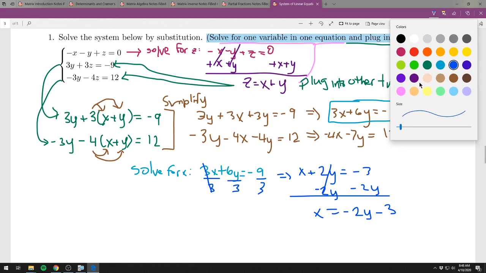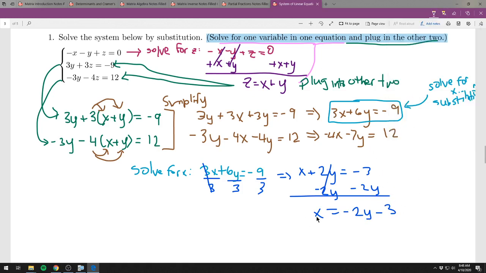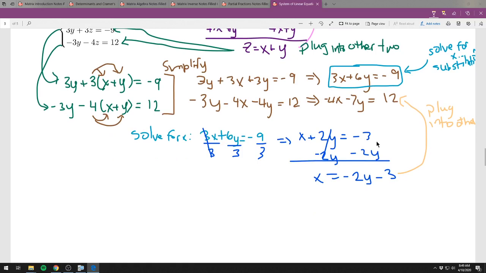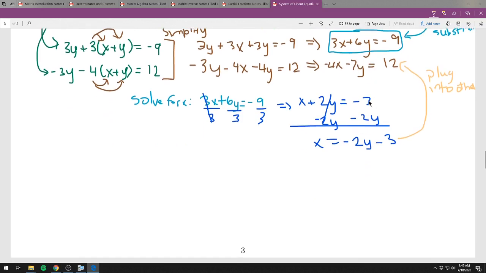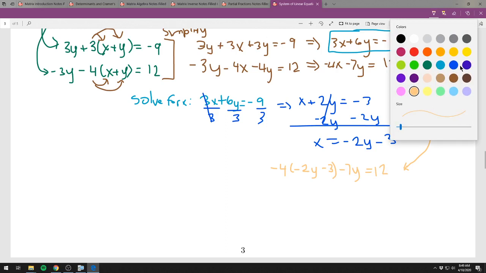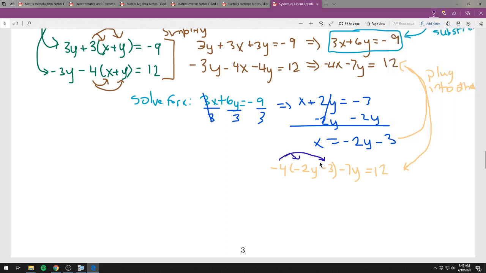Now we go ahead and do substitution, meaning we take the equation we just solved for x and we plug it into the other equation. Right, so we take our negative 4x minus 7y equals 12 equation and plug in for x. I'm going to go ahead and now do that. So we got negative 4 times, in place of x, negative 2y minus 3, minus 7y equals 12. Let's distribute that negative 4 through. What you'll see here is we only have y in this equation, so we'll be able to solve for y. We got 8y plus 12 minus 7y equals 12.